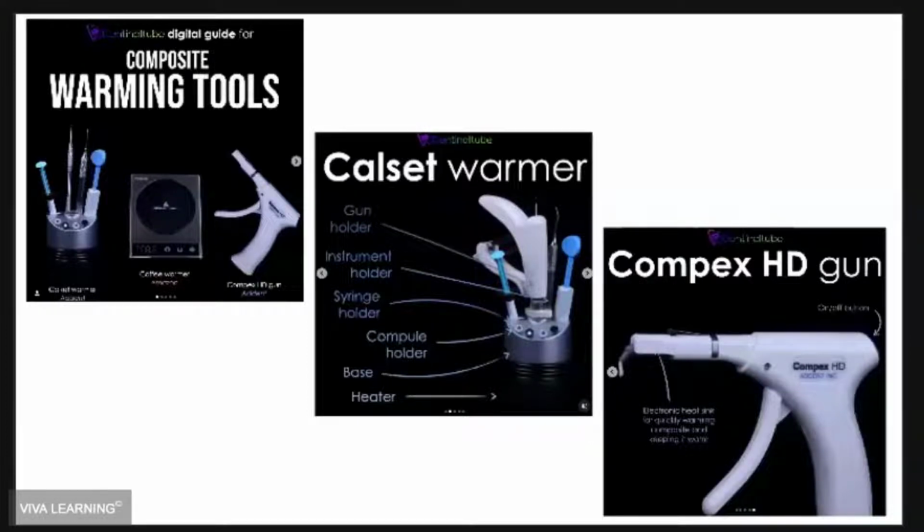And again, Nate must have known that you and I were going to talk about warm composites, because he looks at the upper image here: the CalSet warmer, a coffee mug warmer, and the new Compex gun. Now at the clinic, we're using the CalSet warmers, the ones that have just enough room for only the compules themselves. This way we can have our students call for warm composite into the areas, and also the Compex HD gun, which is really pretty nifty as well.